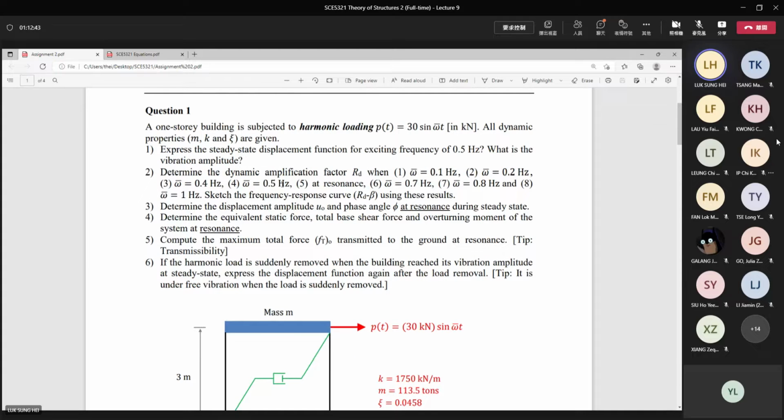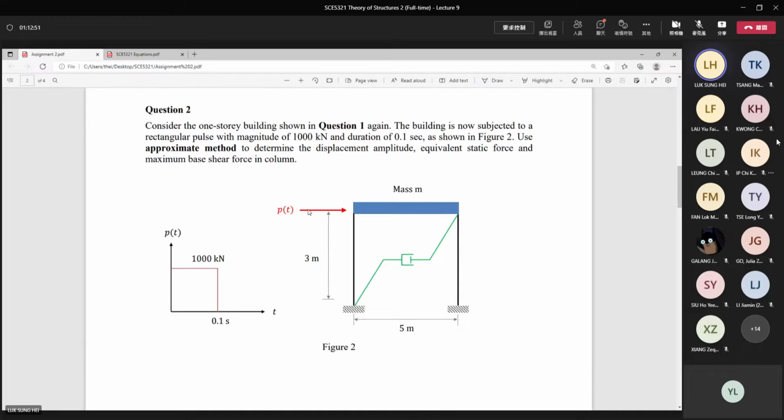Question 1, pretty straightforward. Testing you the idea, mainly harmonic vibration and some free vibrations. Question 2, even simpler. Question 2 asks you to use the approximate method that we introduced last time for pulse loading to estimate the response of the same structures under a square pulse. Just use it. I think only a few steps for question 2. Very straightforward.